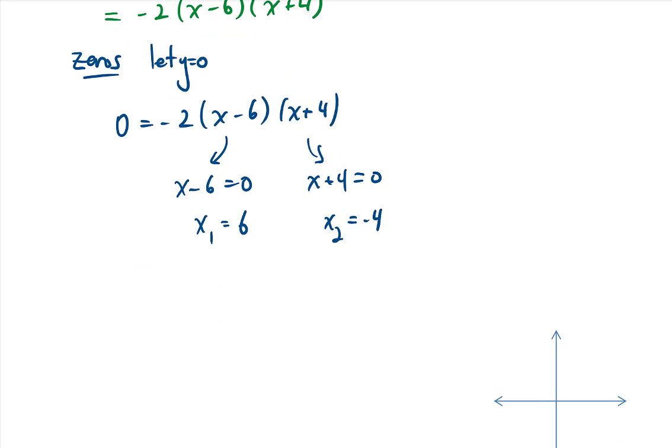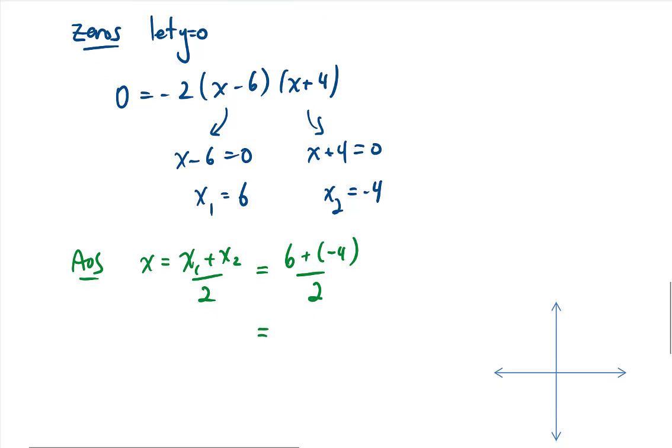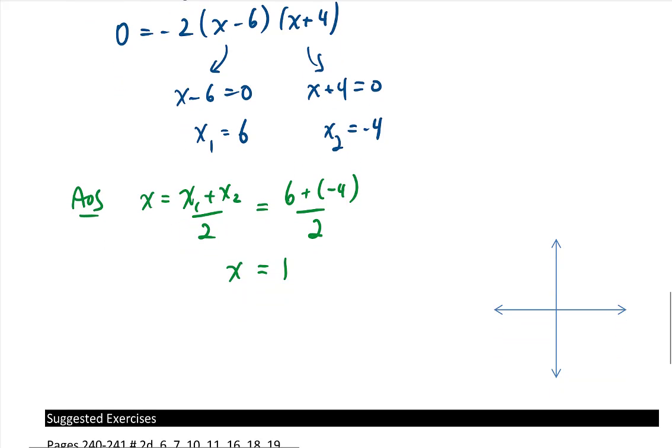Once we have the zeros, we can get our axis of symmetry. Remember, that's x equals x1 plus x2 divided by 2, the midpoint of the zeros. So 6 plus negative 4 divided by 2, which gives me 2 over 2, which is equal to 1. So now we have our axis of symmetry.